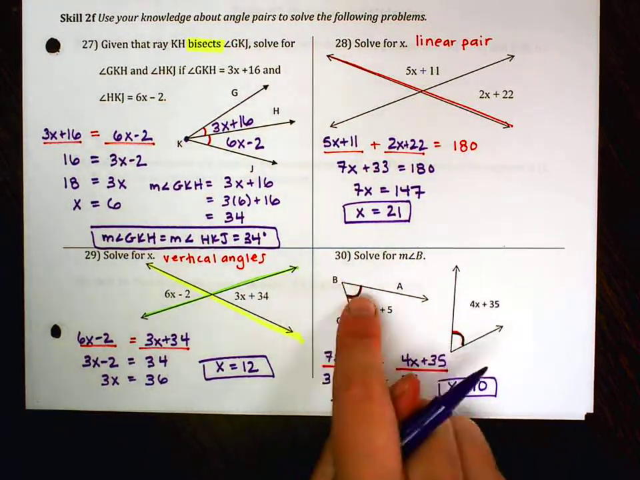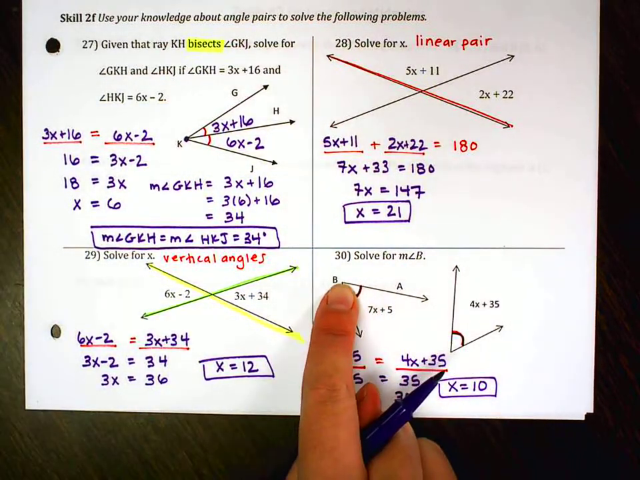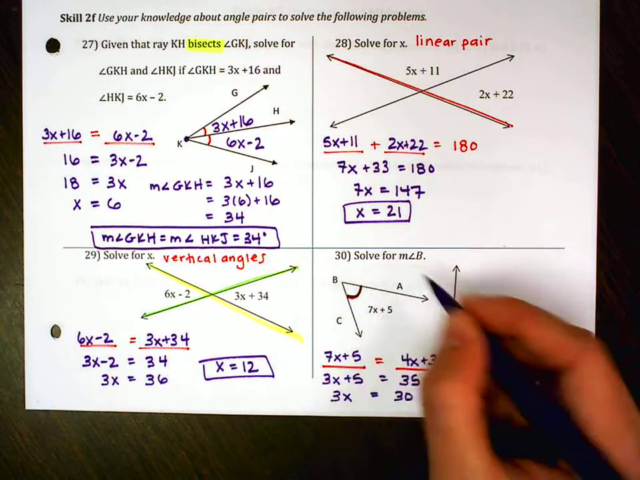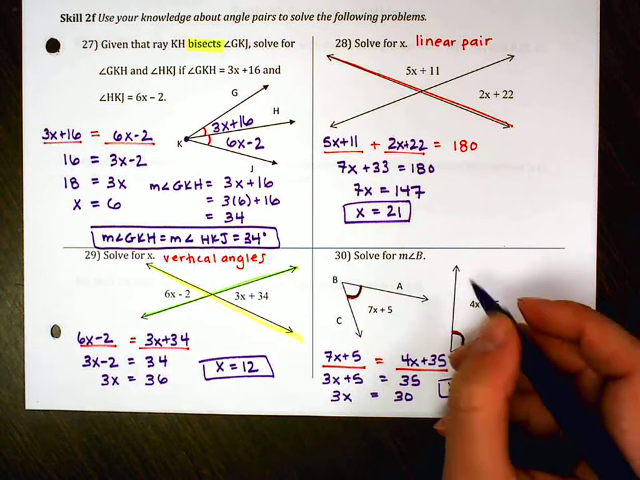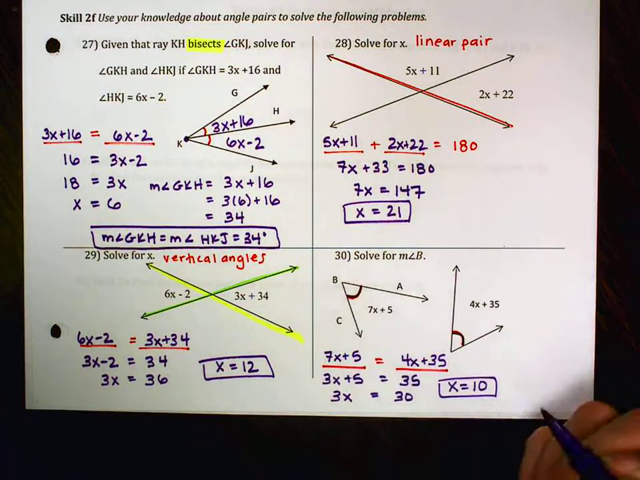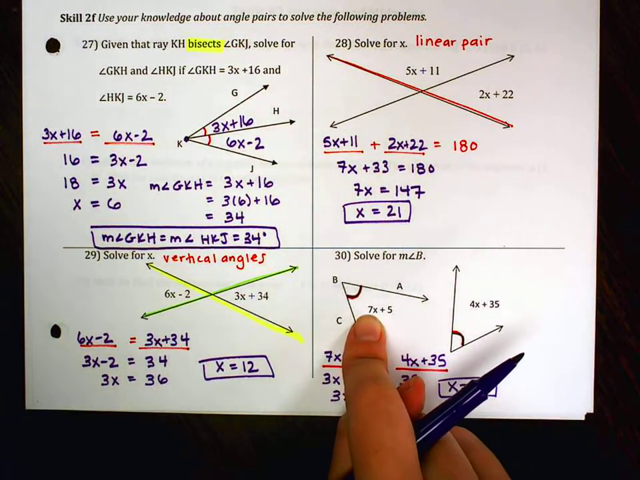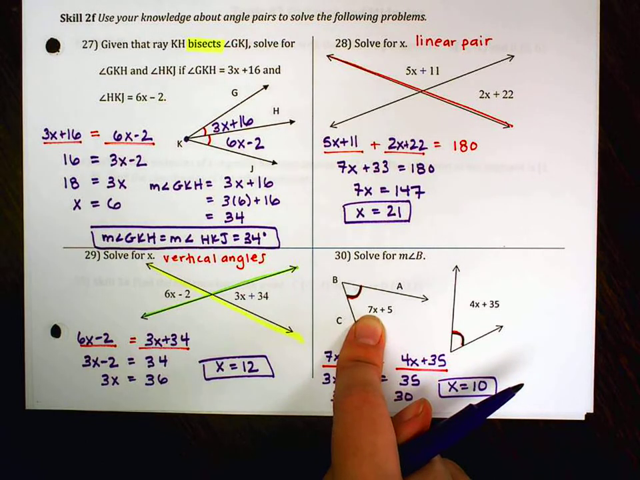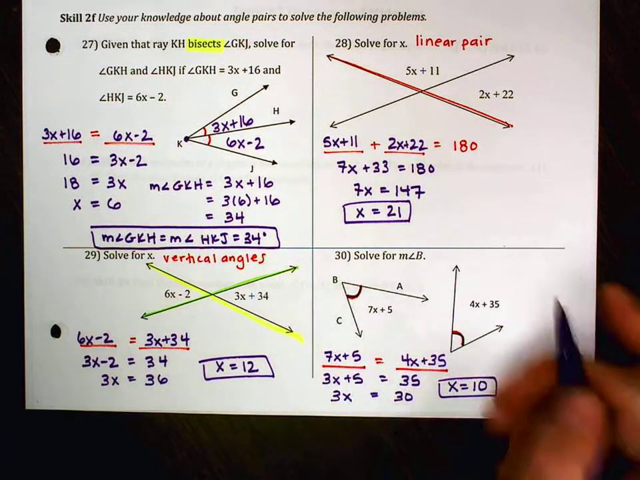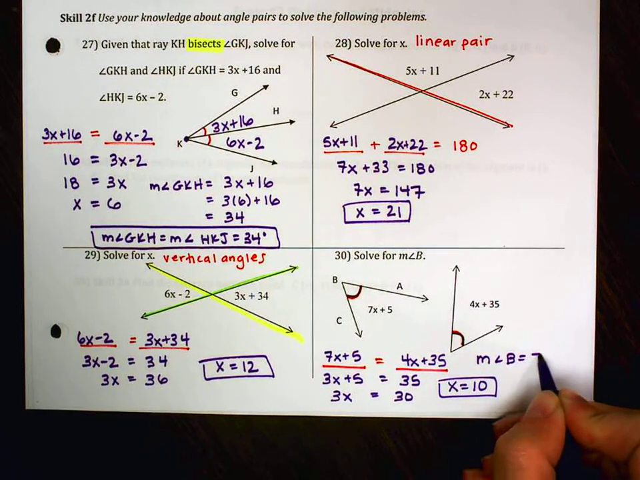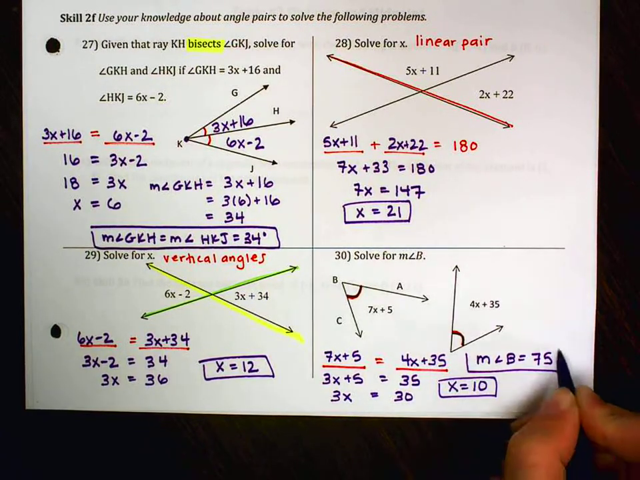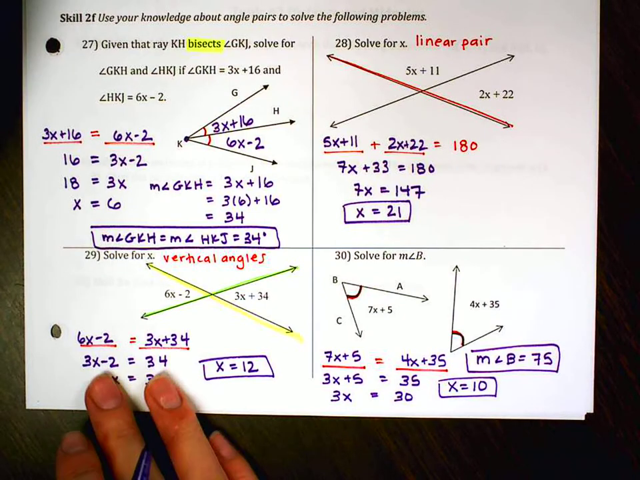So here's angle B. We can call it B just because it's the only angle that uses this vertex. We've also called it angle ABC or angle CBA. But angle B is still talking about this. So we're going to plug in 10 here. So 7 times 10 is 70, plus 5 is 75. So the measure of angle B is 75. Let's go to the next page.